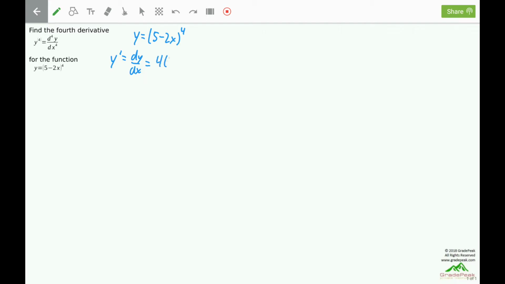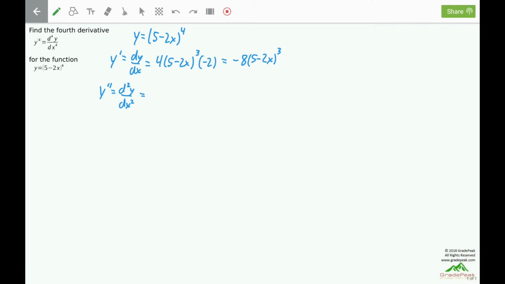We'll bring the power down, subtract 1 from it, but then multiply by the derivative of the inside to complete the chain rule. We can put the constants together. 4 times a negative 2 will be a negative 8. And we have the inside raised to the power of 3. There's our first derivative.